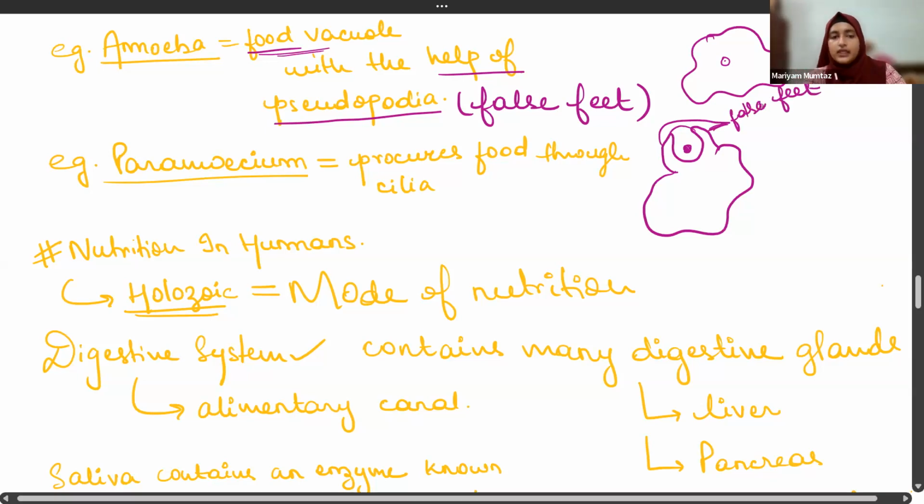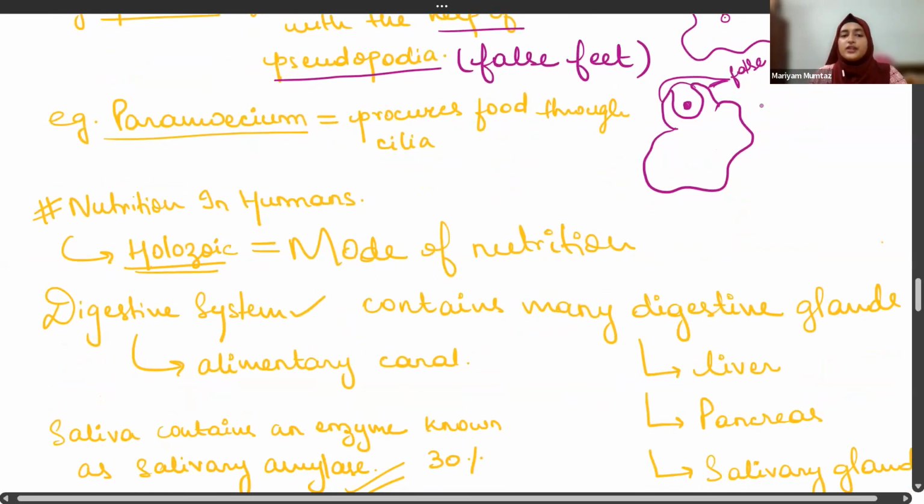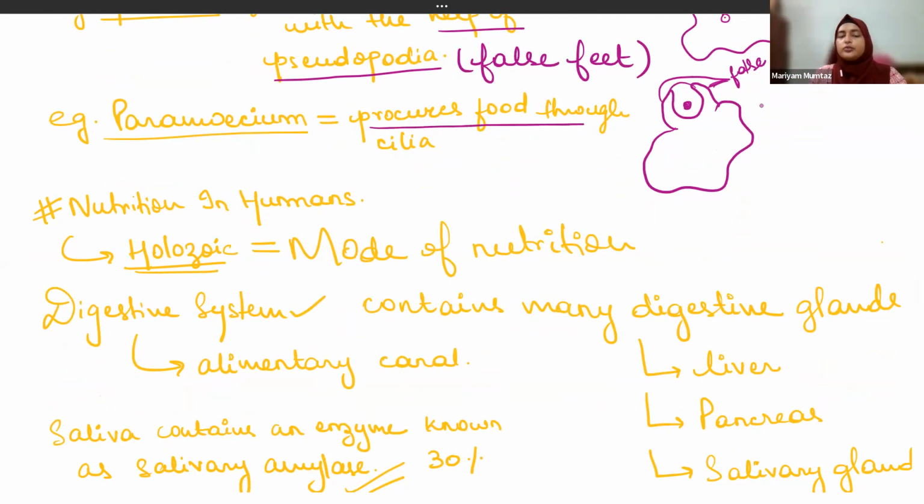Okay. Now, there is another organism which is known as paramecium. This organism procures food through the cilia. The body of paramecium looks like this, and the whole body has small finger-like projections all over it, and these are cilia. These projections help in the procurement of the food. So this is how the paramecium gets its food. They use the help of cilia. Okay, ma'am. Okay, very good.